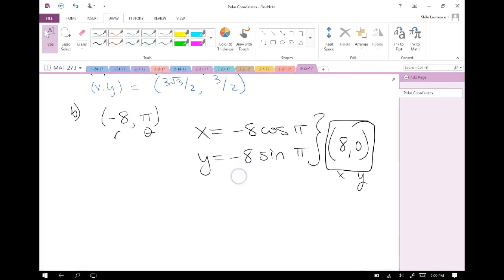All right, you guys do this one really fast, and then we're going to go on to equations. This is an r and a theta, 12, 0.